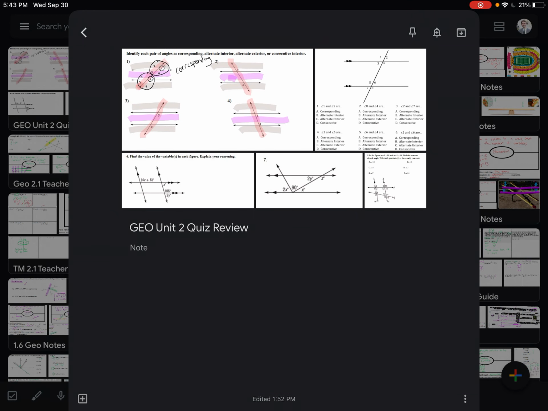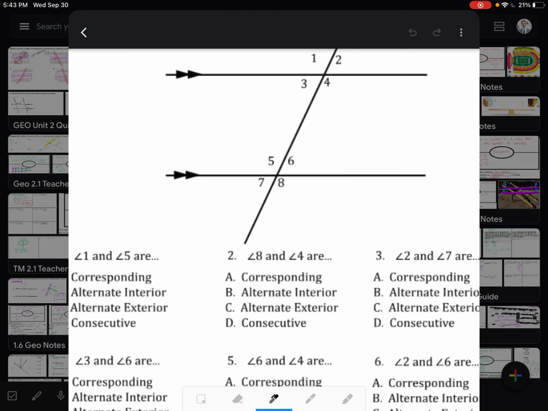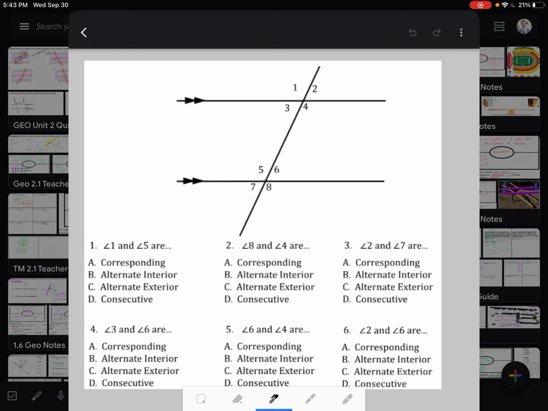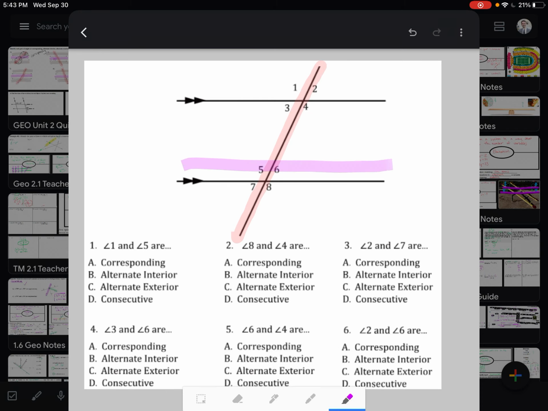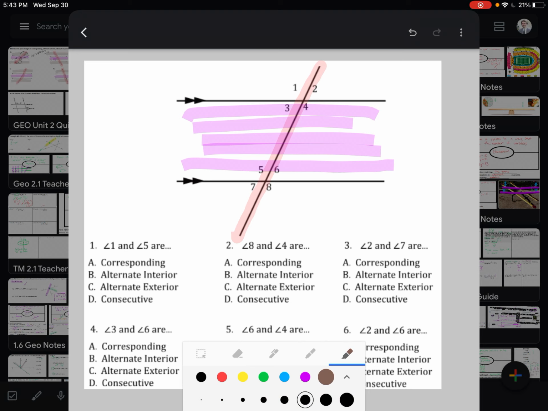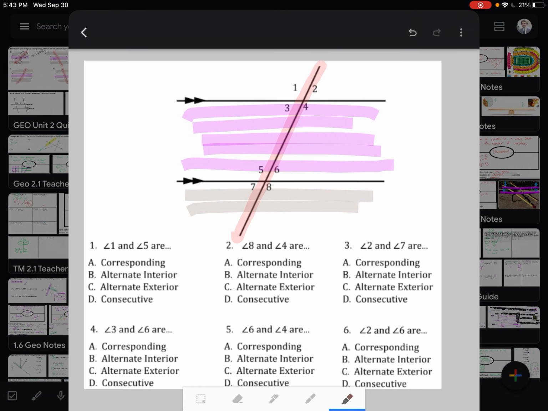All right, so going on to our next set. Again, let's do some color coding. I'm not going to answer these ones. Again, it's the same idea as before, but let's highlight that transversal in red. Again, transversal crosses 2 other lines. In purple, we'll highlight our interior angles. And then in brown, again, we'll highlight exterior angles.